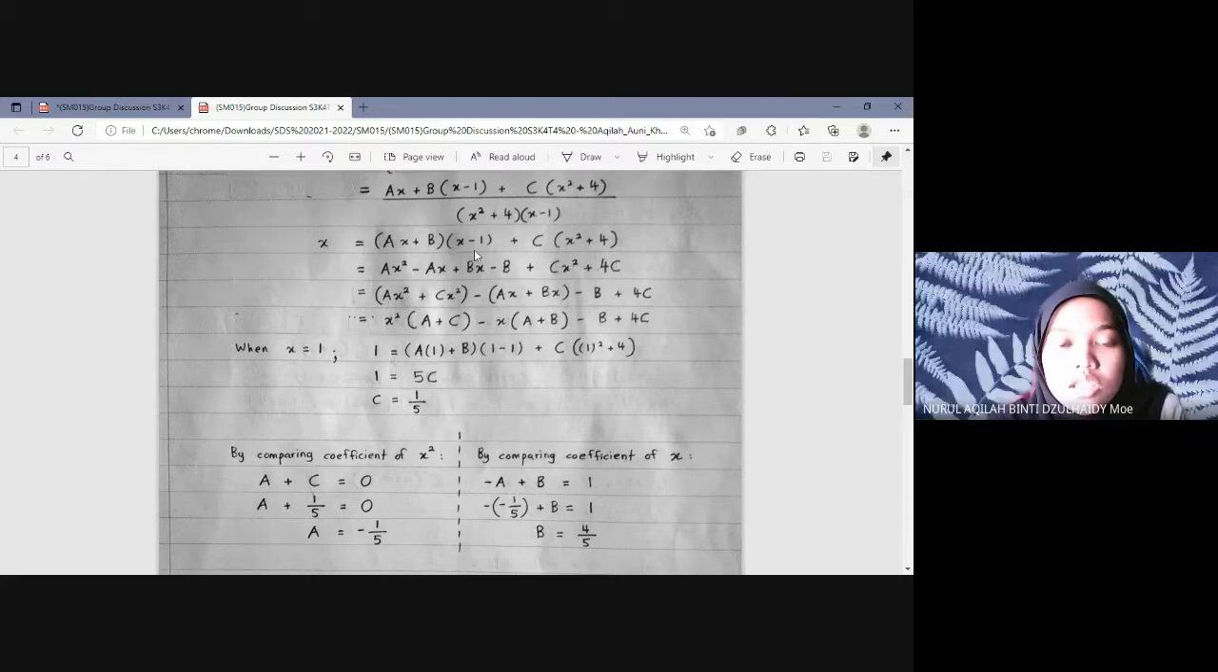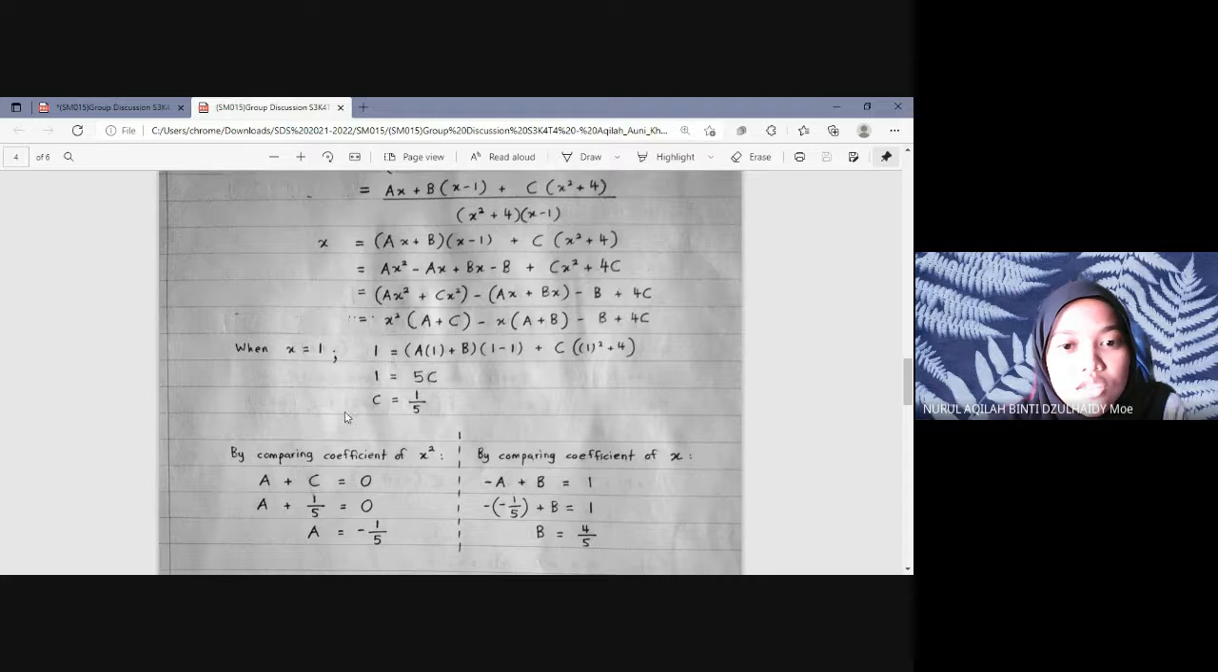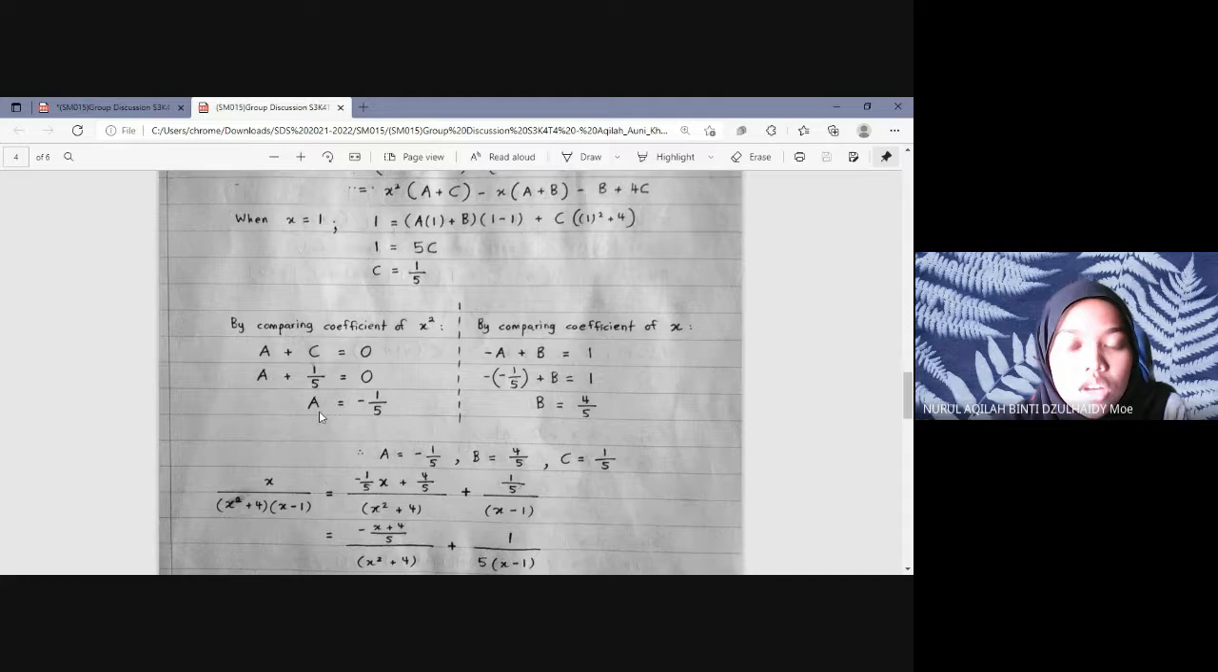So from this equation, I have the value of x, which is x equals 1. So I substitute the value of x into this equation, and then I achieve the value of c, which is 1 over 5. So I use the comparing coefficient method. By comparing the coefficient of x squared, a plus c equals 0. So I've got the value of a, which is negative 1 over 5.